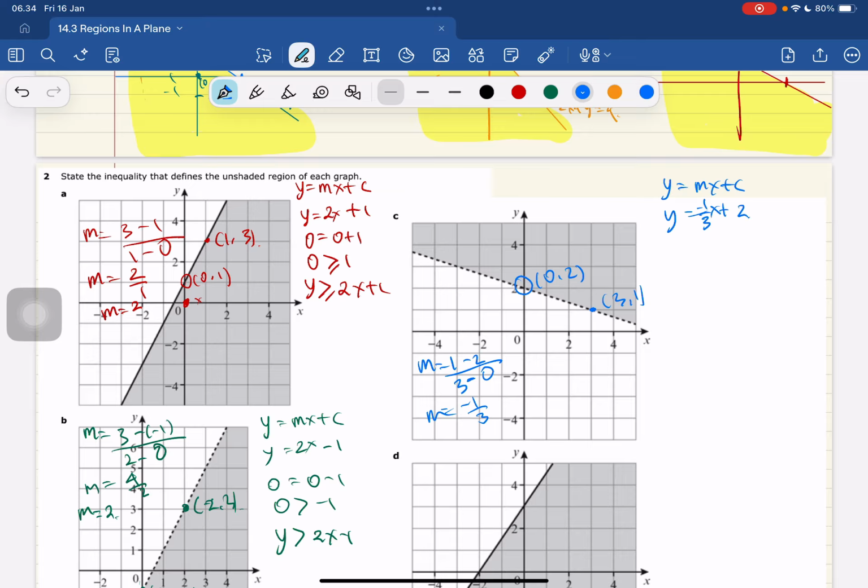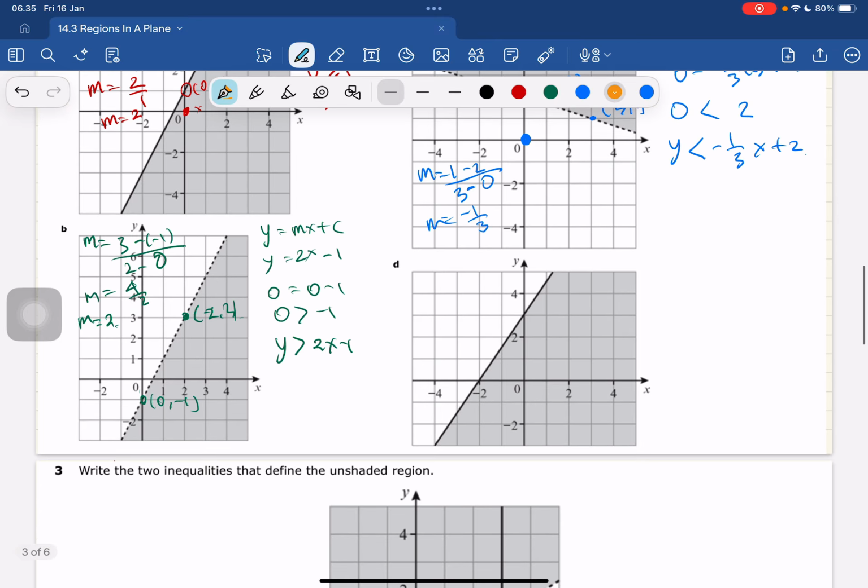So let us take a look. This origin point is in the wanted region, so 0 compared with minus 1 over 3 times 0 plus 2. What's the correlation between 0 and 2? Of course, 0 is less than 2. Since this is the wanted, not unwanted, region, we can write y less than minus 1 over 3x plus 2.